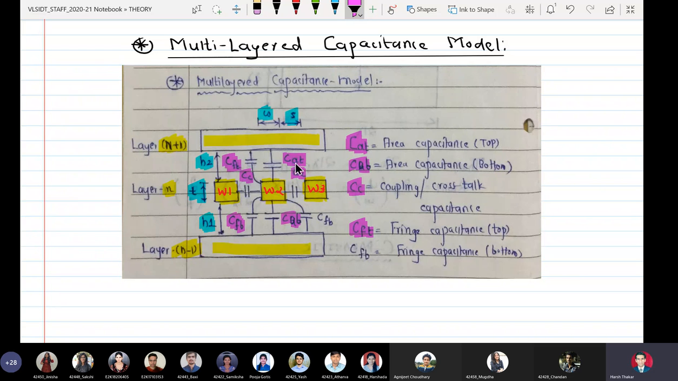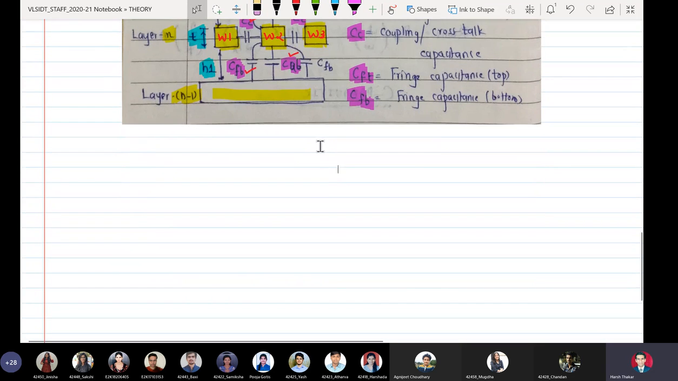So I repeat, CAT is the area capacitance with respect to the upper layer. CAB is the area capacitance with respect to the bottom layer. We have coupling capacitance CC between two wires W1 and W2, W2 and W3. Similarly, we have CFT, fringe capacitance with respect to the top layer, and CFB, fringe capacitance with respect to the bottom layer. Okay, so everything has been written here, so there is no ambiguity. Now there are some mathematical dependencies which have been established by researchers over time. So I'll just write them down.